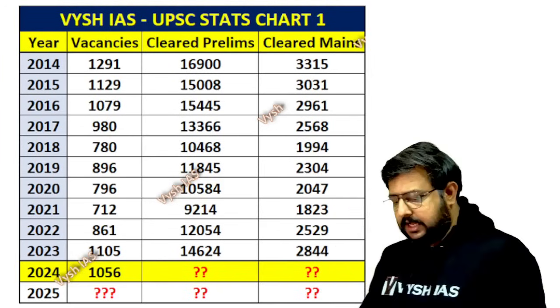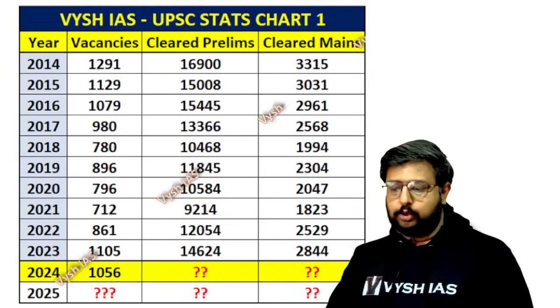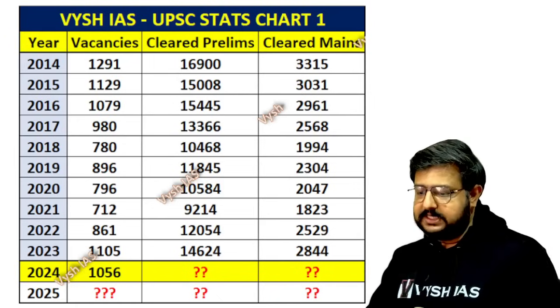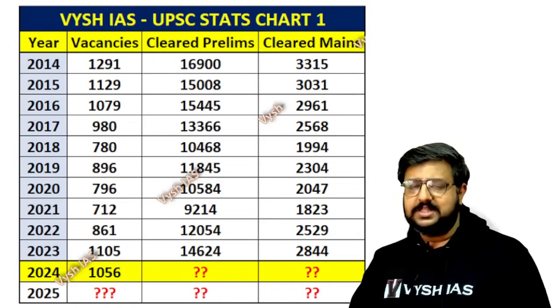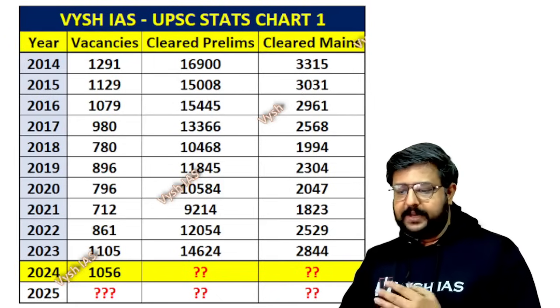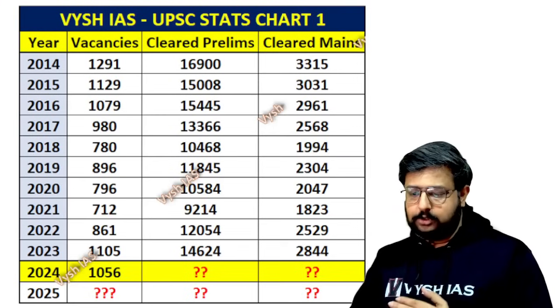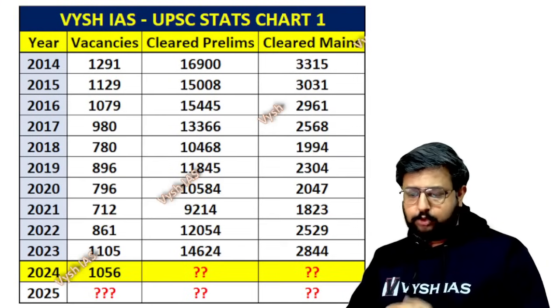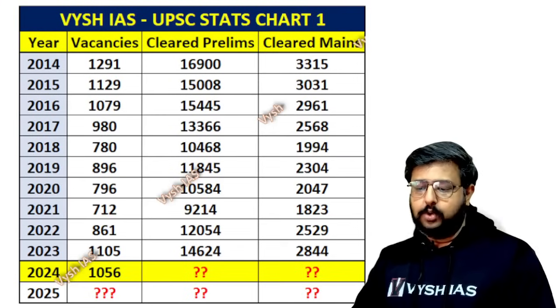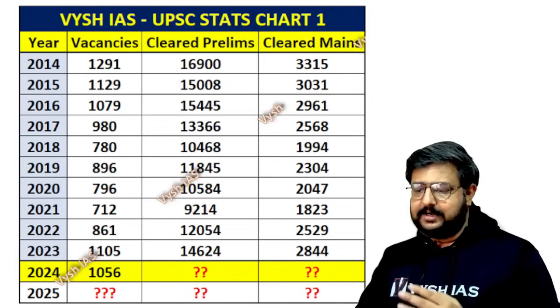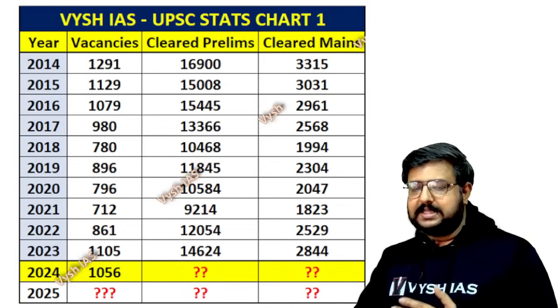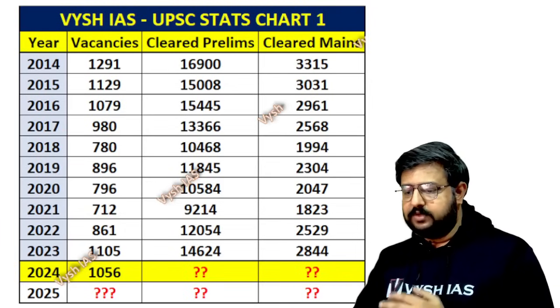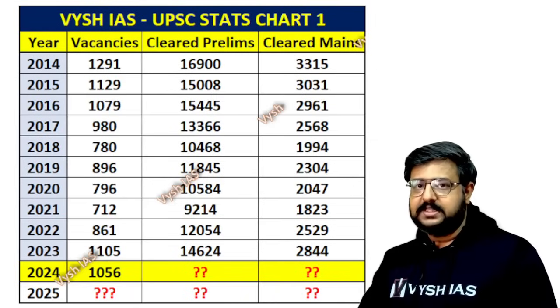Vacancies are 49 fewer compared to last year. Last year it was 1105, you can see on the screen. This time it is 1056. But compared to the COVID period, 2017 to 2022, it was all less than 1000 vacancies, in the 700, 800, 900 range. So it has come back above 1000. So 1105 and 1056 are the vacancies.